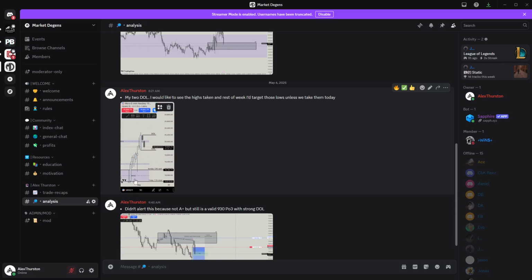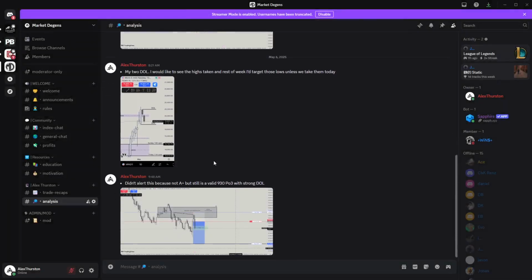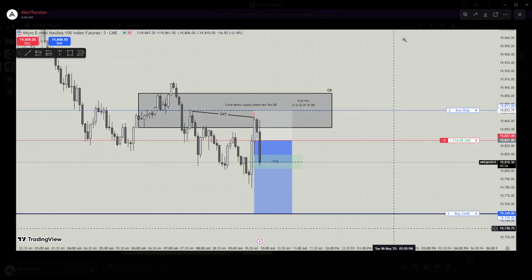This is at 8:21. I was at the gym. I show my 2 draw on liquidities that I want to see taken. This is the one where my TP was. Obviously went and smashed that. This is when I alerted it. I didn't put it in there early because the entry I took was not solicited, basically. Like, it shouldn't have been my entry. Like, I got in early, right?